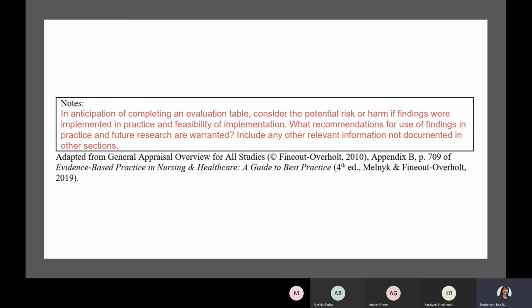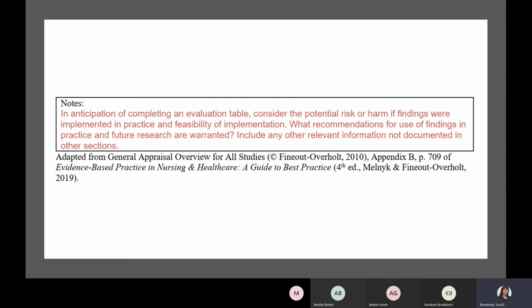Okay, and then Amber asks, how many sources are we going to have to appraise for this next project? I think the evidence appraisal assignment is just 2 sources. Okay, so you're going to fill out a general appraisal overview form, an evidence determination worksheet, and a rapid critical appraisal form for 2 sources. So you'll actually be completing 6 forms, 3 for each source. Okay, any other questions? All right, if not, I will keep moving ahead here.